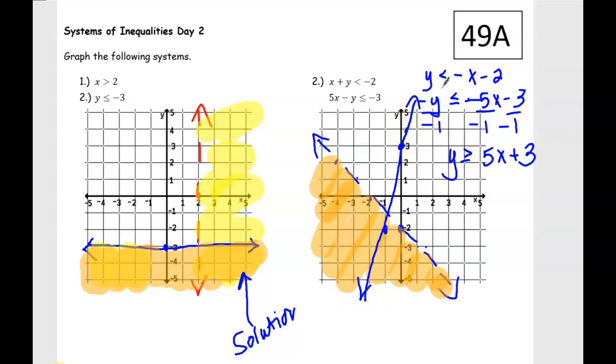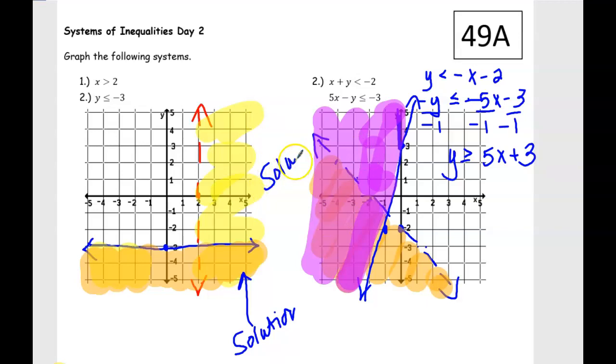Since it's greater than, I look at my y-intercept here, and that means my y values here need to be shaded. So let's shade them, do a little pink here. You can see the overlapping shaded area is going to be the solution set, so we're going to put the solution here.